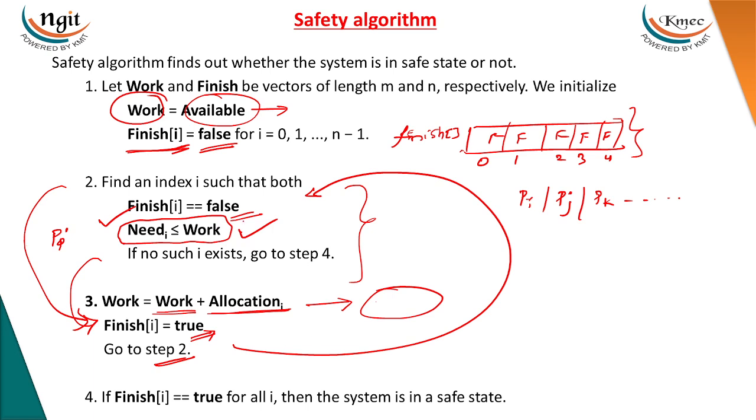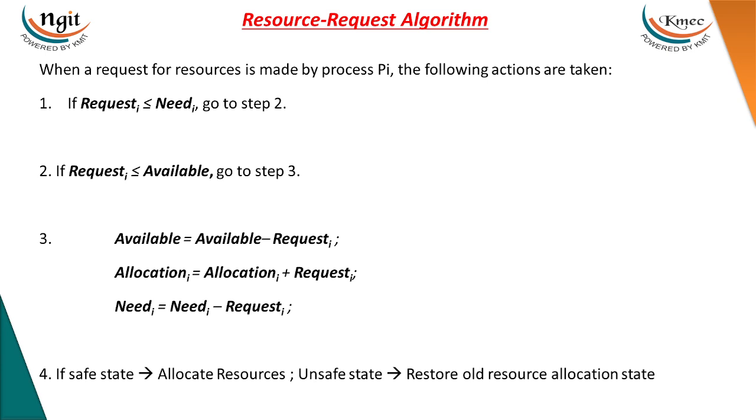So this will be a continuous process, used in a loop, until all the processes have finished their execution. If all the processes have finish of i equal to true, the system is in a safe state. If for any one of the processes finish of i equals false, then we can decide that the system is not in a safe state, and we are not going to the next part of the algorithm. If finish of i is true for all of them, we'll get a safe sequence. With that safe sequence, we'll move on to the next algorithm, called the resource request algorithm.